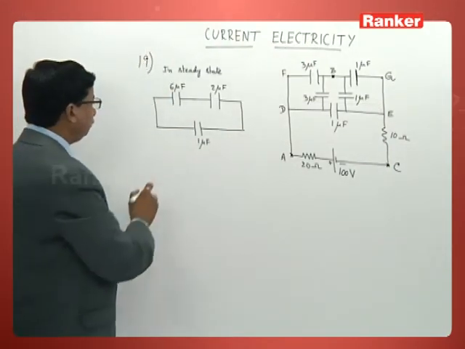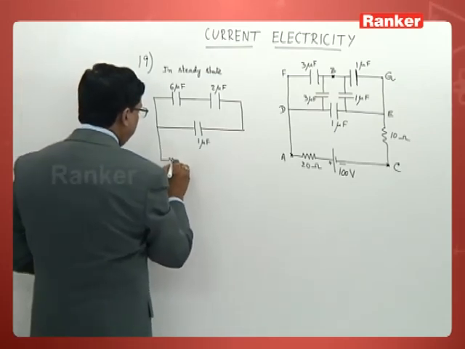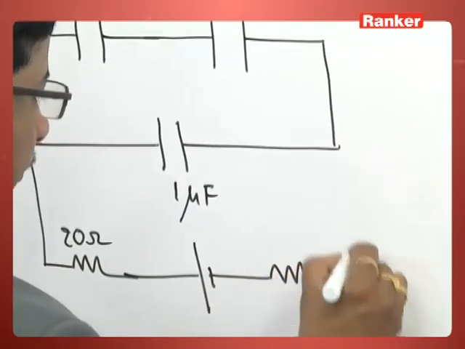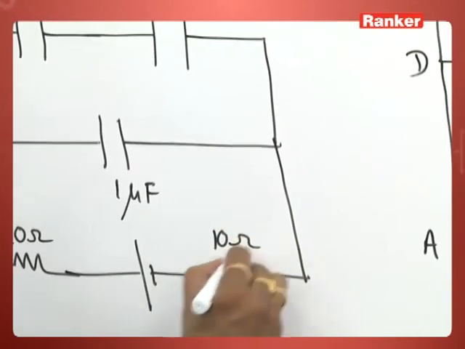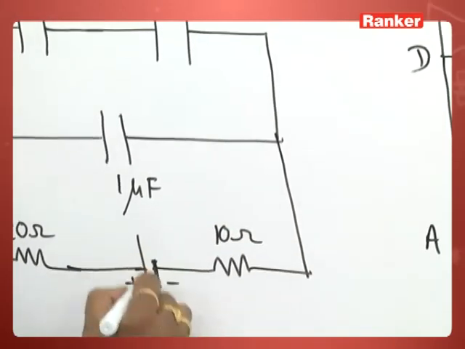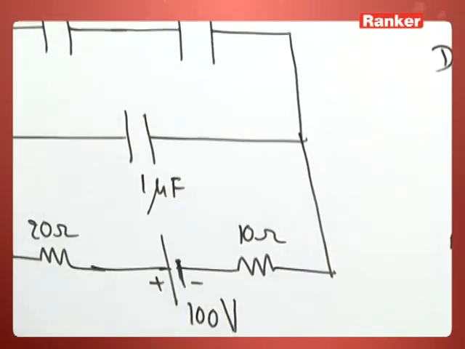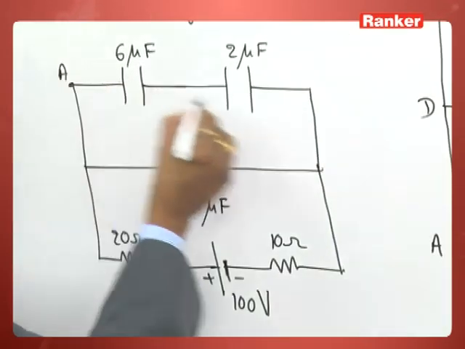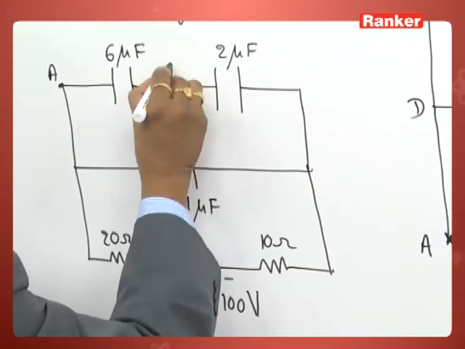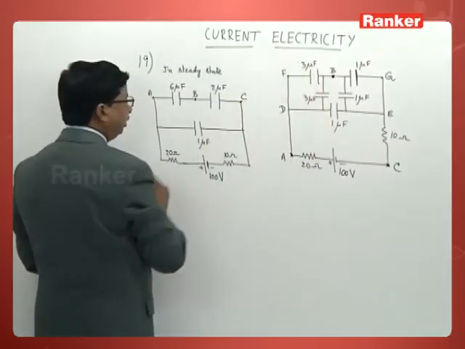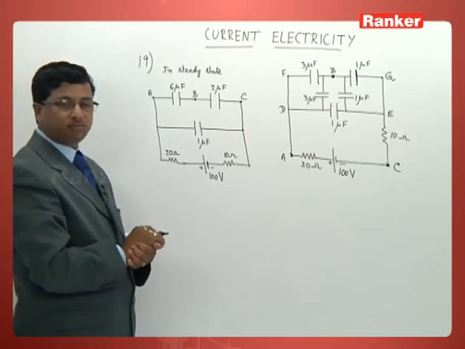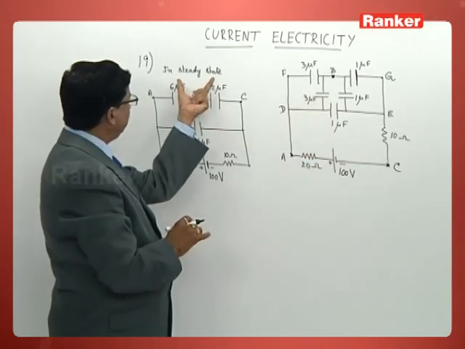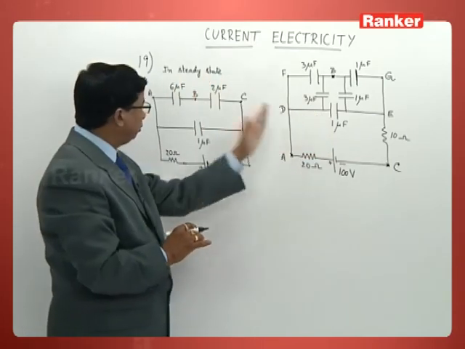What next he has given you, you see there is a resistor of 20 ohm here, there is a cell like this, there is another resistor of 10 ohm here. This is the negative terminal and this one is positive. This one is of 100 volt. Then you should understand, this point can be taken as A, this point as B, this point as C. So I have condensed the entire circuit, considering the concept of steady state, into this form.